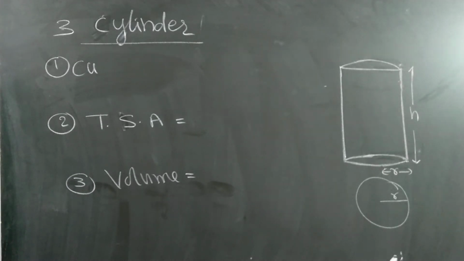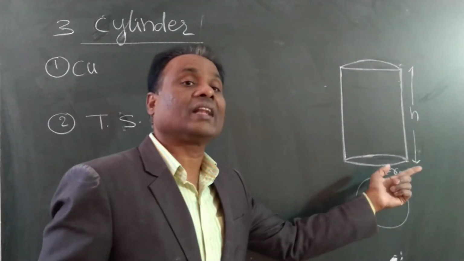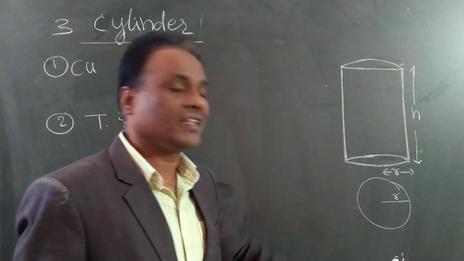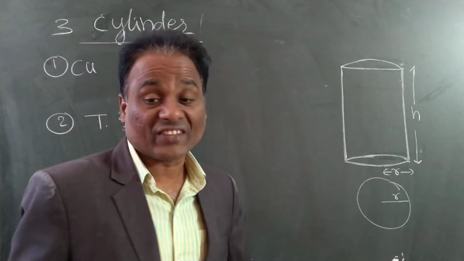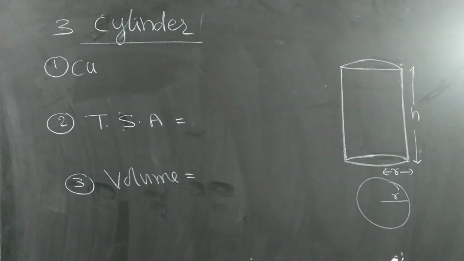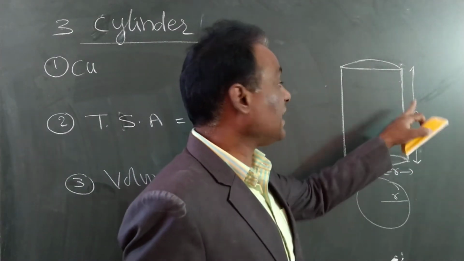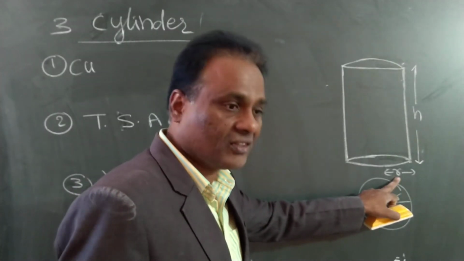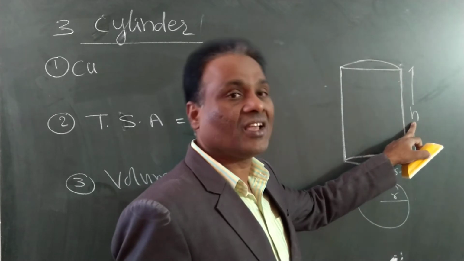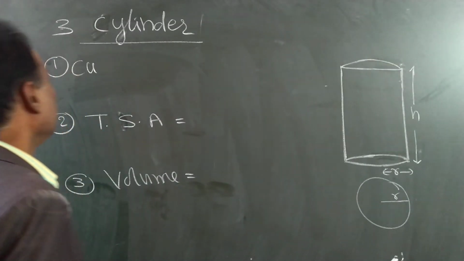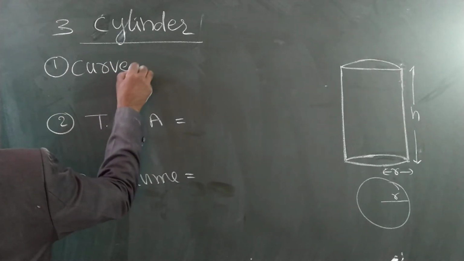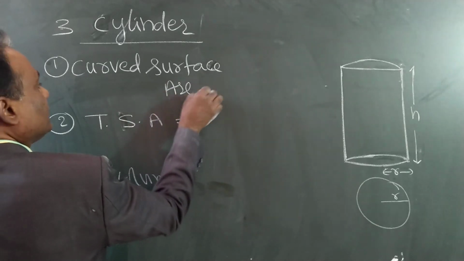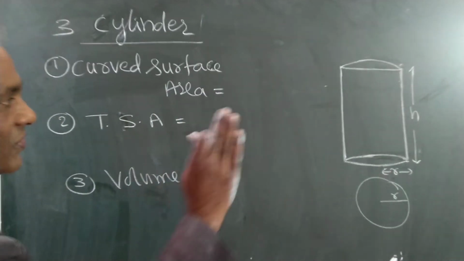First write the heading cylinder. Let small r be the radius and h be the height of a cylinder. Then its curved surface area.